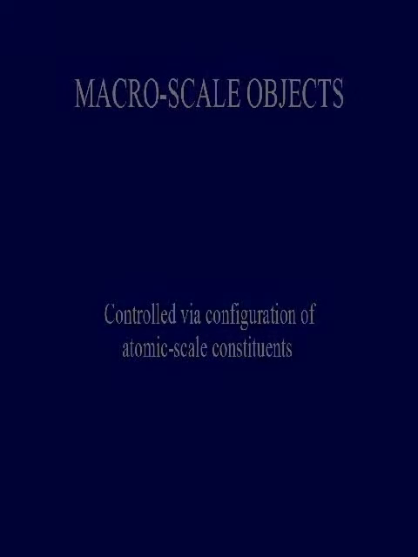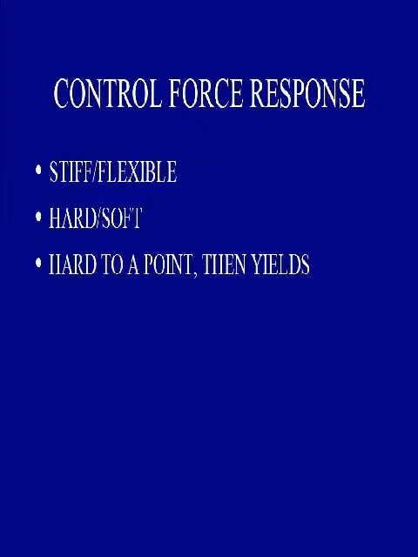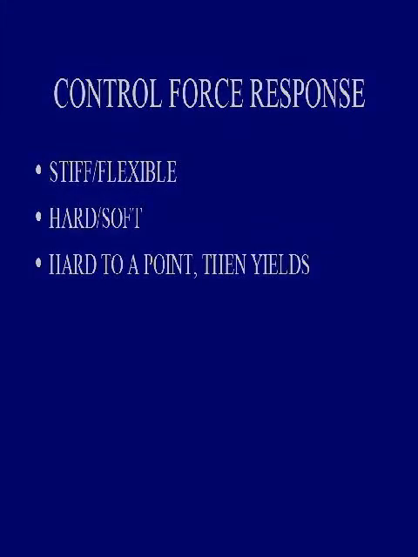The goal of this work is to design macroscale objects out of such lattices and be able to control their material properties through the manipulation of the configuration of their constituent artificial atoms. By so doing, it should be possible to design macroscale objects, so-called artificial matter, and control, for example, its response to external forces. One could, in theory, thus create objects that are stiff or flexible, hard or soft, or that remain hard and then yield to further force beyond some point, and so on.